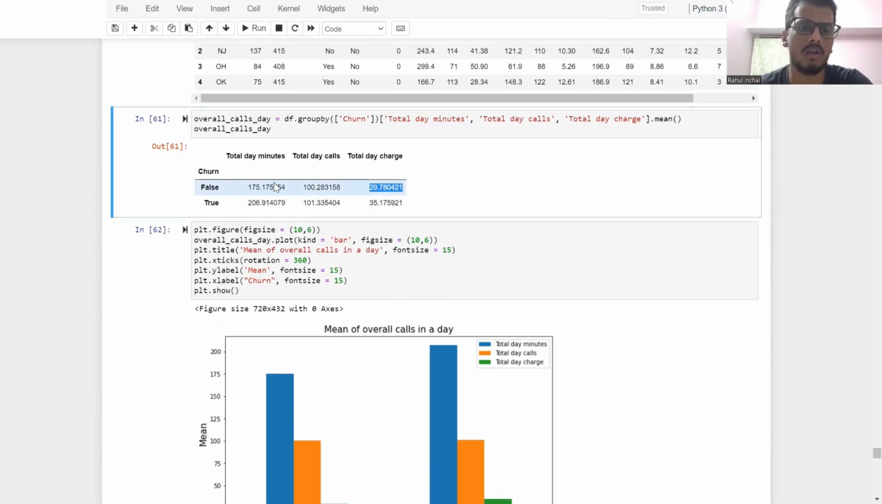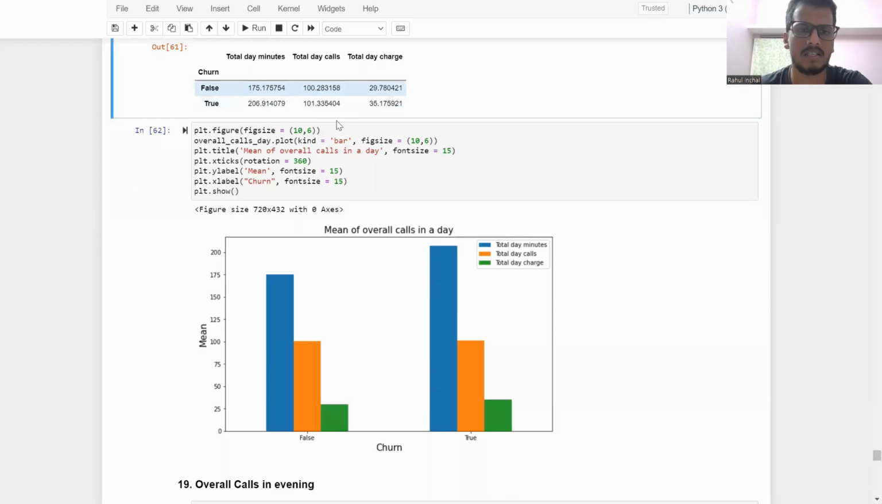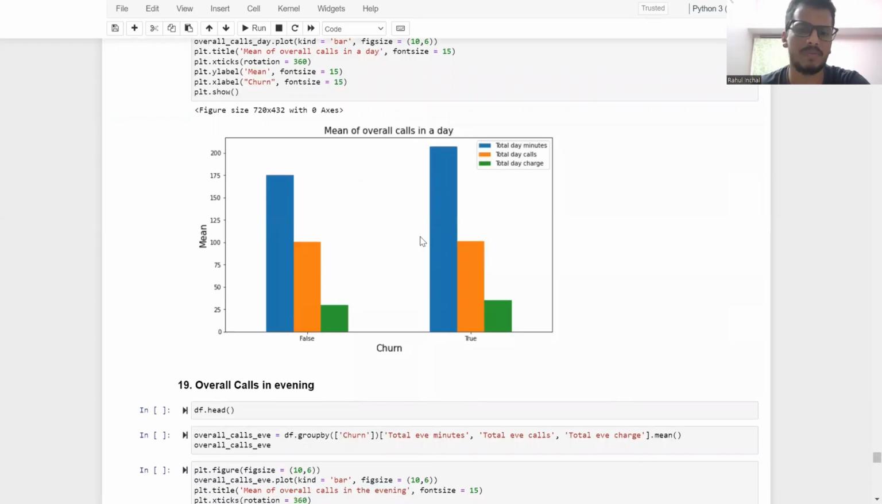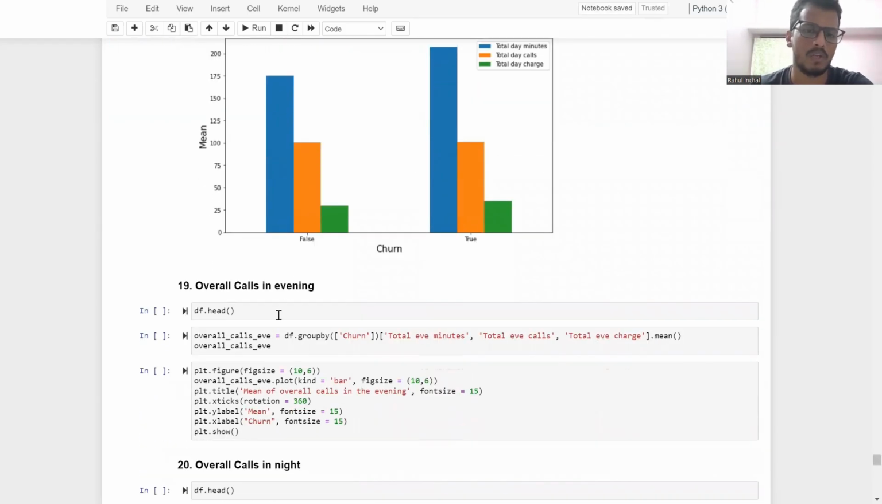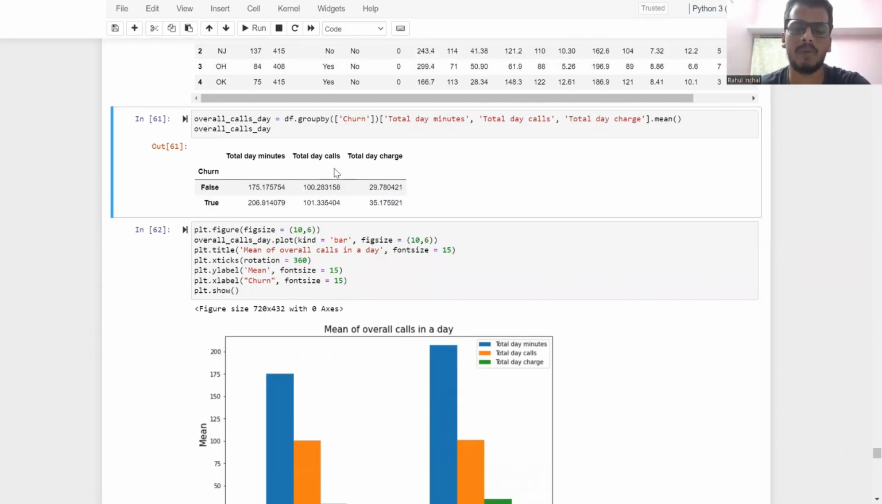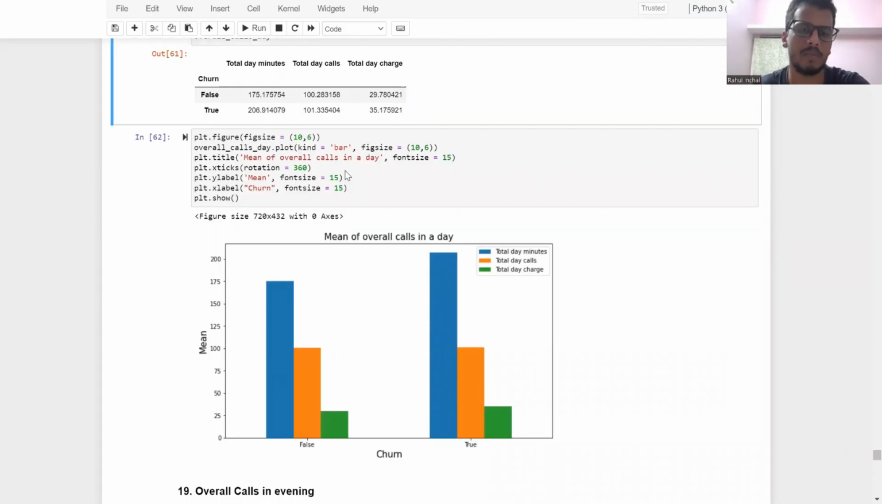Now these all, if this happens and the churn rate is it has been churned, and those people who have retained have a mean total day charges of 35.101, day calls, and 206.91 total day minutes, right? And this is the same graph for that, which we can see in here. Okay, so again this was for the day.